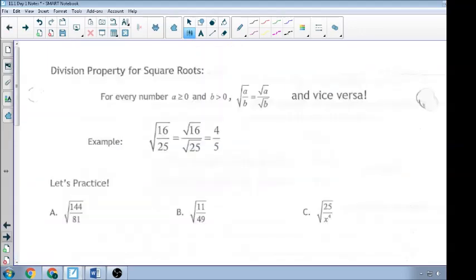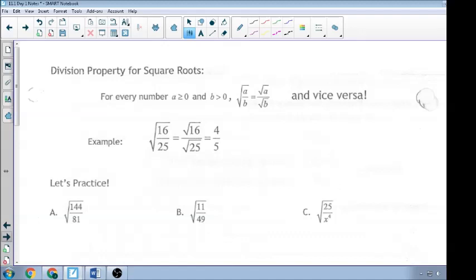Now in the back, we also have properties for division. They work in much the same way. The multiplication property said that I could split what's inside of the square root into two separate square roots, or I could go back the other way. That's the same thing with the division property. The division property says for every number a greater than or equal to 0, and b greater than 0, because it cannot be equal to 0 since it's in the denominator, we can have the square root of a over b, or that can turn into the square root of a over the square root of b.